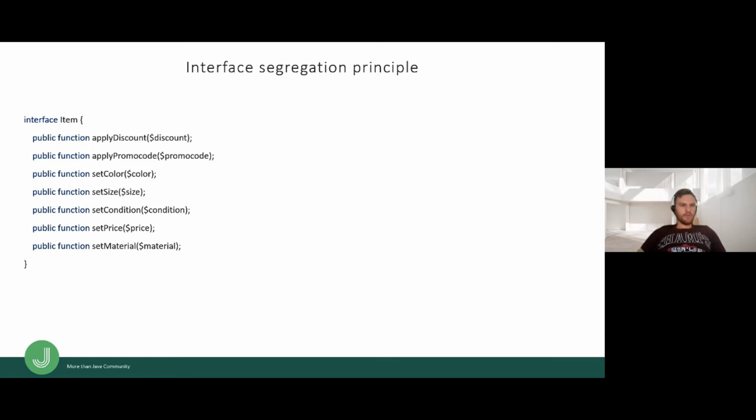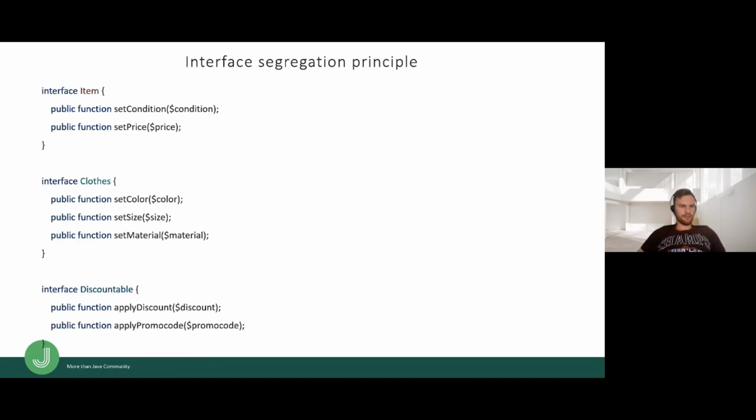And that's why we would like to improve it and refactor this interface into 3 interfaces. Let's say we have an interface Item that has methods condition, set condition and set price, which every item would have. Let's say we have an interface Clothes that has methods related to clothes like color, size, material. And let's say we have an interface Discountable that has apply discount and apply promo code methods.